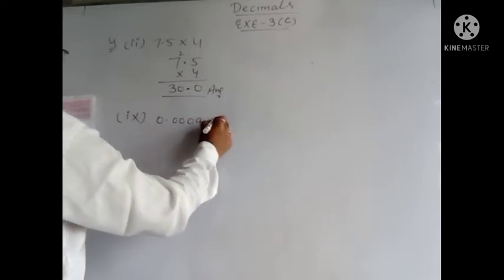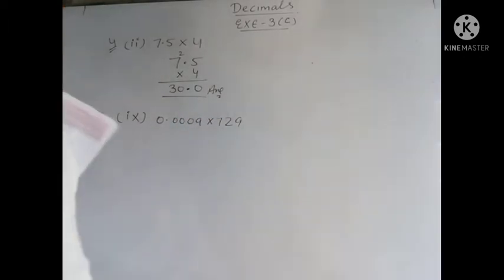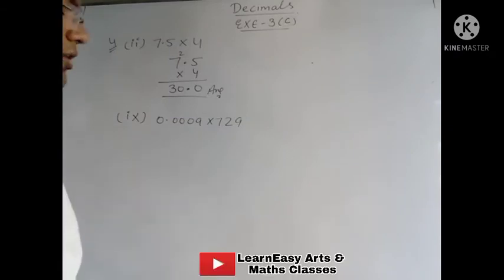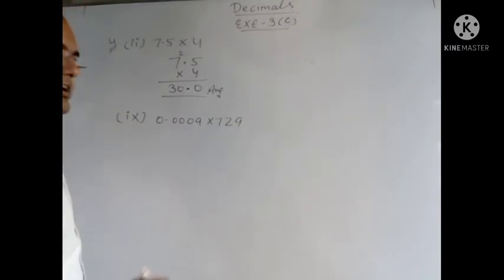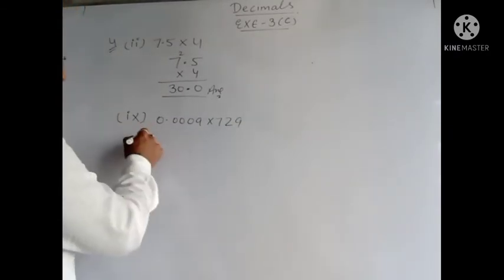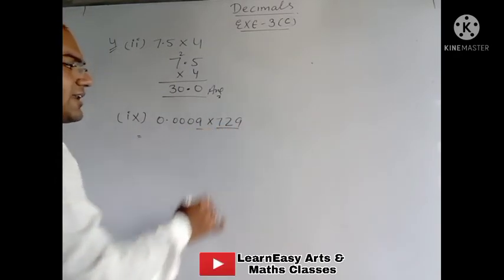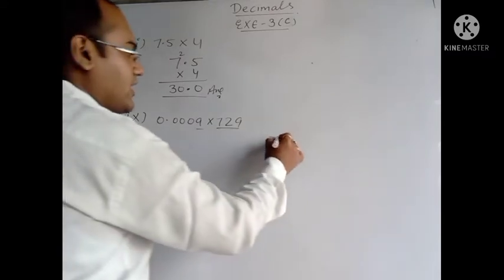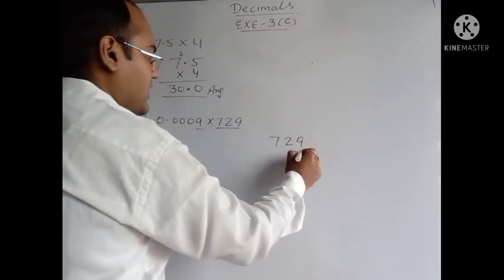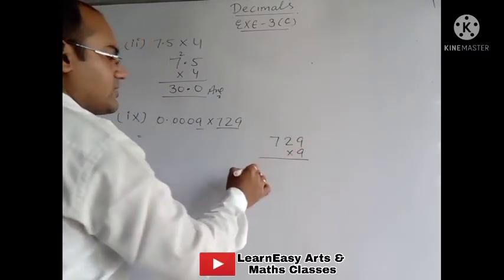0.0009 into 729. So here how will you multiply it? In rough, you can show the multiplication of 7 2 9 with 9. Here we can show 729 multiplied by 9. What will be the answer?